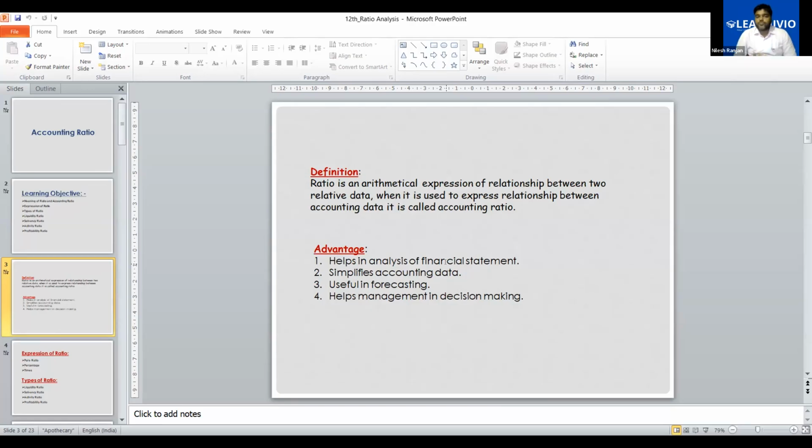The third is that it is useful in forecasting. In accounting, we use many forecasts, which means we estimate future values of what is going to happen. Like in the depreciation chapter, there is a concept of scrap value, if you remember. Okay, what is a scrap value? Can you tell me?